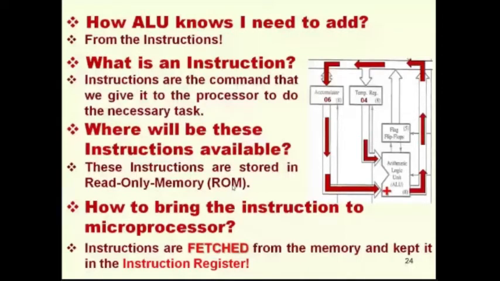So far we have seen how it performs addition, and before performing addition it should know there are two data in the accumulator and temporary register that I need to add. How does the ALU know that I need to add two numbers? From the instructions. So where are those instructions? Instructions are in ROM. And how does the ALU know? So there is something like an instruction register we need to understand, inside the microprocessor.